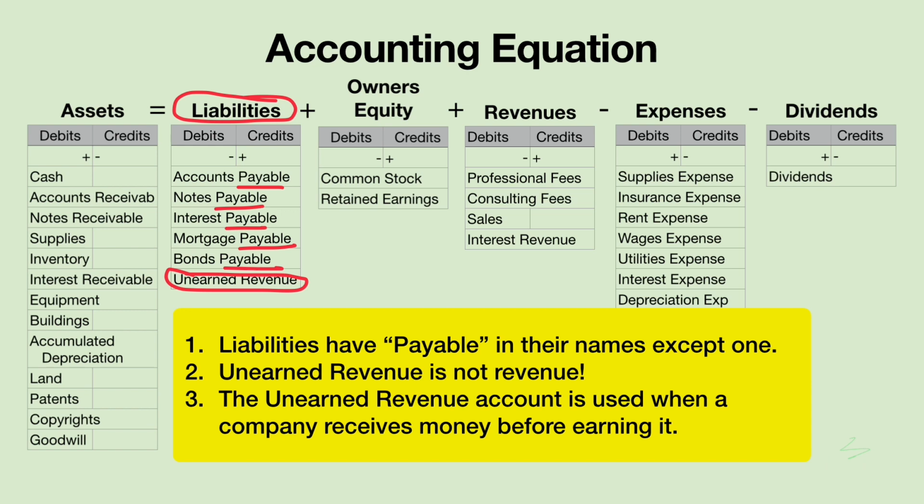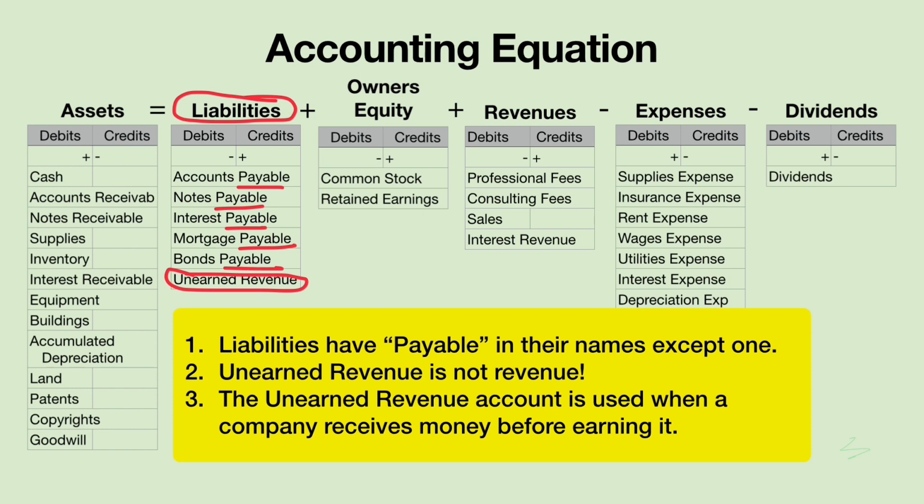Liabilities are what we owe. Look at the names of these liability accounts. They all say payable. Accounts payable, notes payable. Except the last one, it says unearned revenue. And some students think, oh, that must be a revenue account. No, it is specifically not a revenue, unearned revenue. A revenue is something we have earned, but if we have not earned it, it's not a revenue.